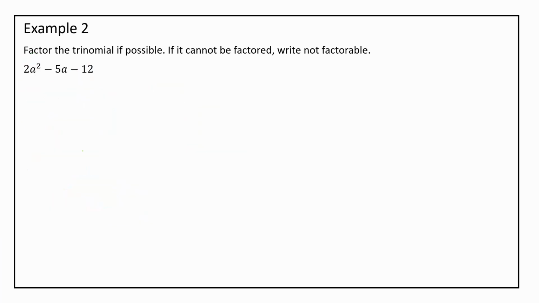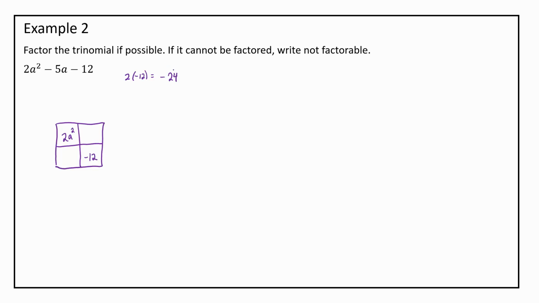Well, let's do some more just so that we can make sure that we understand how this is all working out. So the box method, I'm going to draw a box. And in the top left, I'm going to put the 2a squared. And in the bottom right, I'm going to put the negative 12. In the diagonal, I'm going to put, let's see, 2 times negative 12 is negative 24.